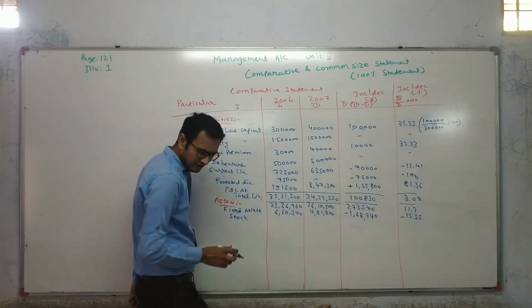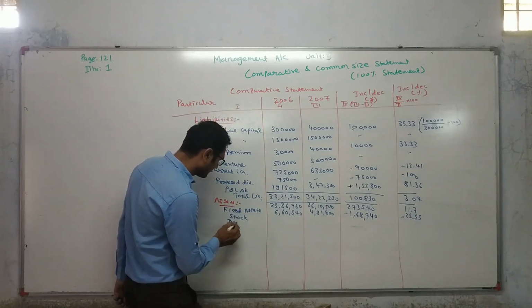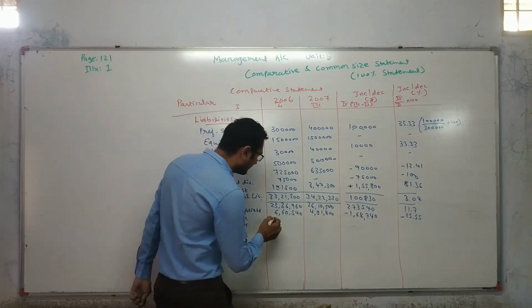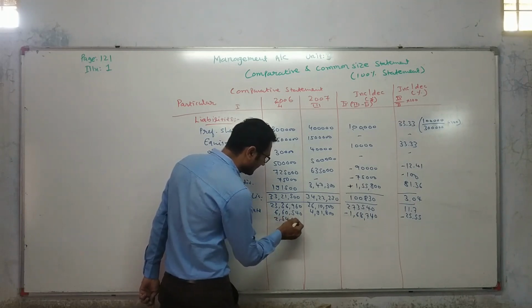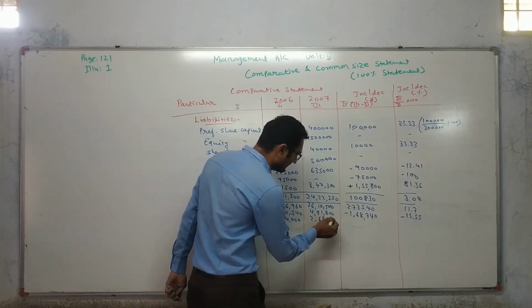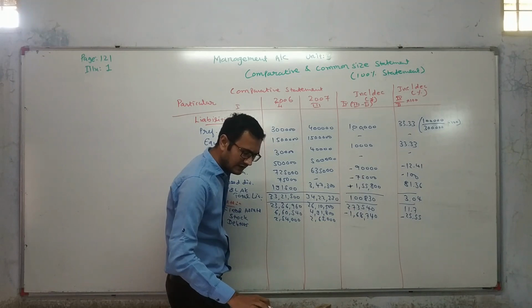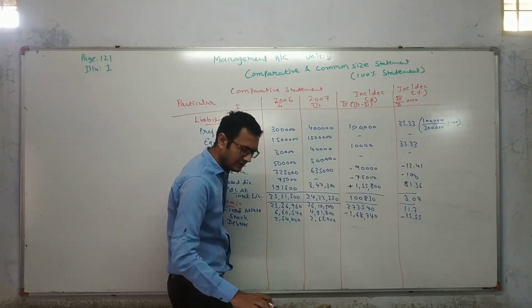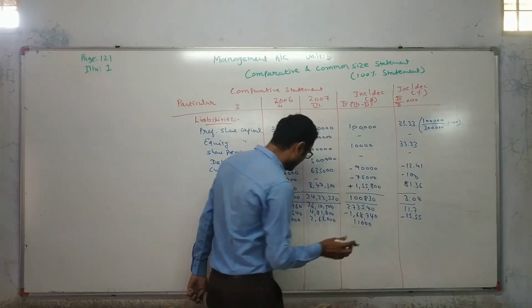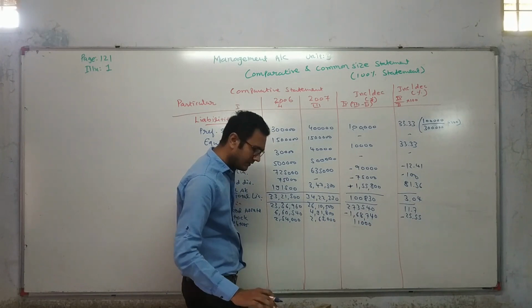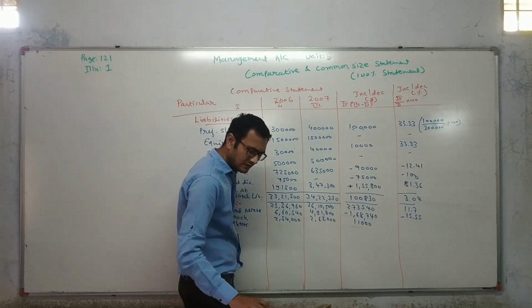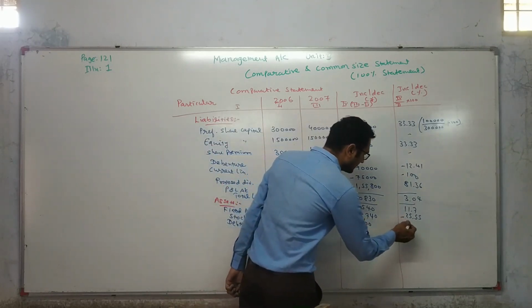Now third is debtors. See, the debtors is 2,54,000 and 2,65,000. So 2,65,000 minus 2,54,000. So answer is 11,000 divided by 2,54,000. So 4.23%.